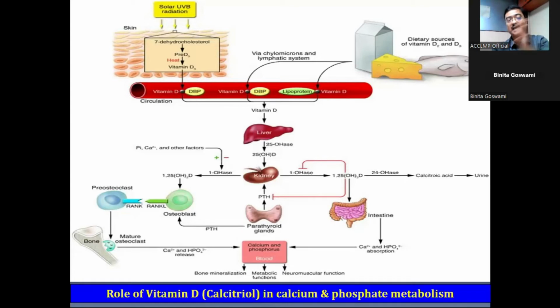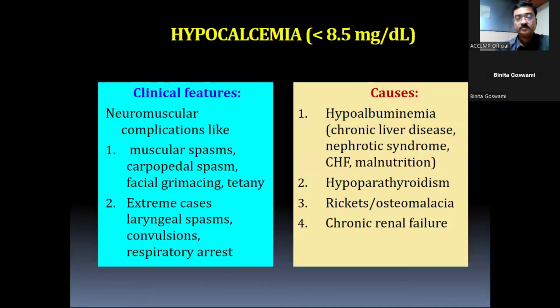So the kidney is actually in the role of putting everybody in liaison, and therefore kidney disruption or liver disruption can actually affect so many systems altogether. There are certain causes of hypercalcemia and hypocalcemia. The clinical feature of hypocalcemia is mostly neuromuscular complications like muscular spasm, carpopedal spasm, tetany, and in extreme cases convulsion and laryngeal spasm.